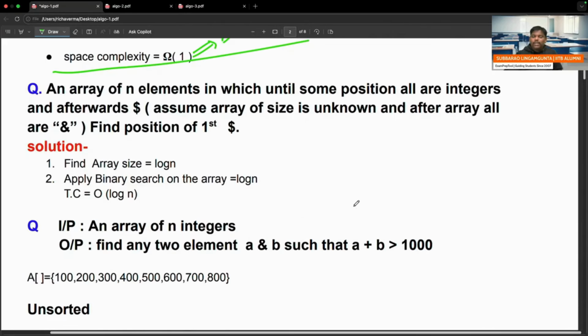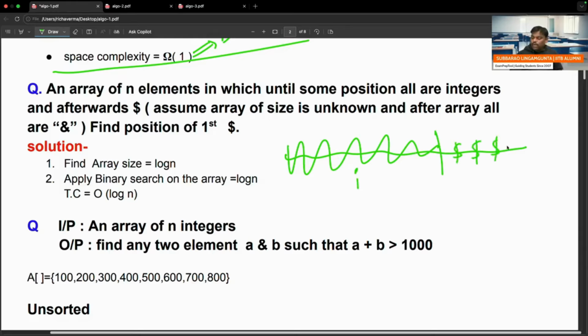So can you see this one? An array of n elements in which until some position all are integers, and afterwards dollars are there. So there is one array, n elements are there, until some position all are integers, and afterwards there are dollars. Okay, fine.